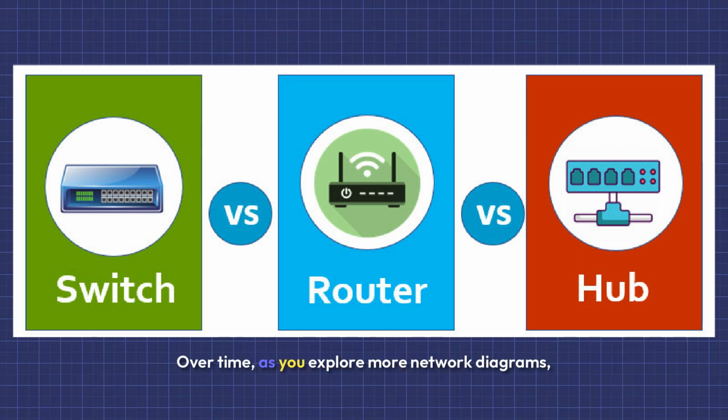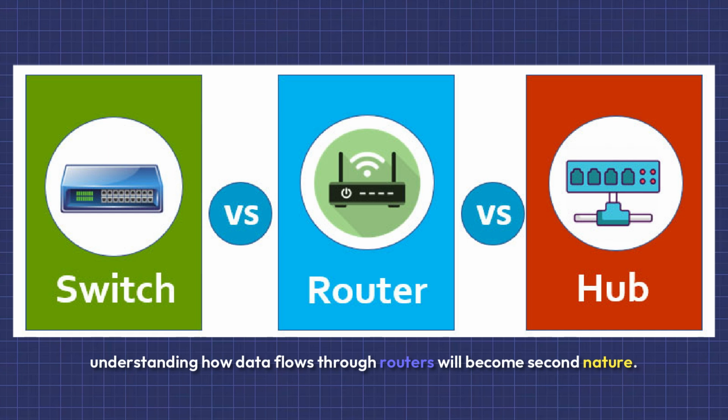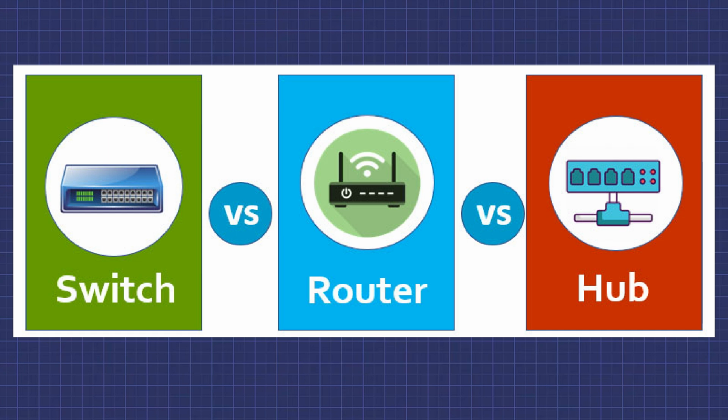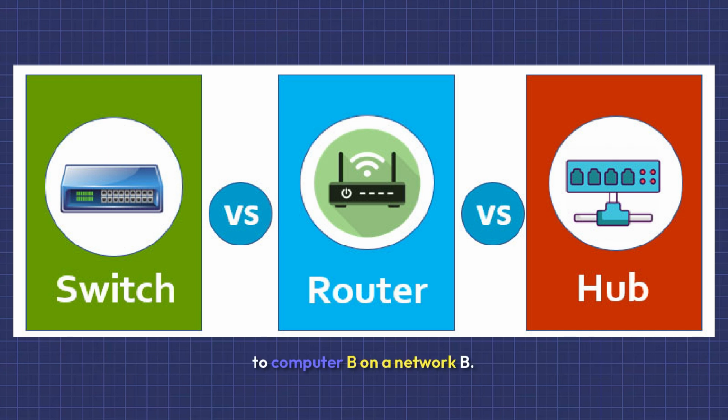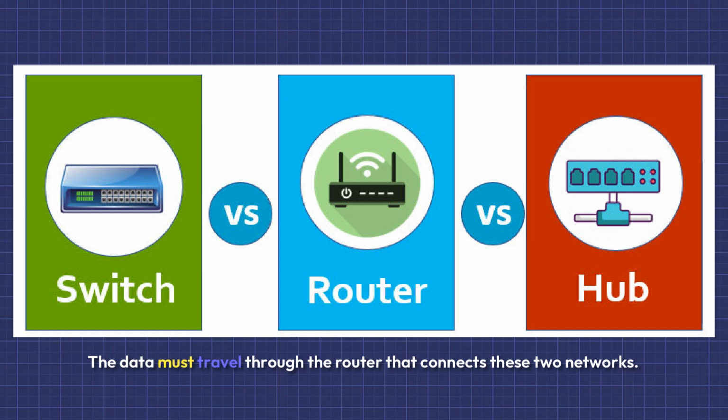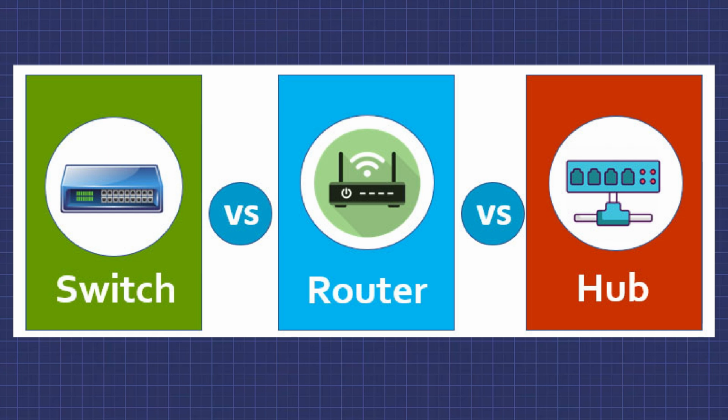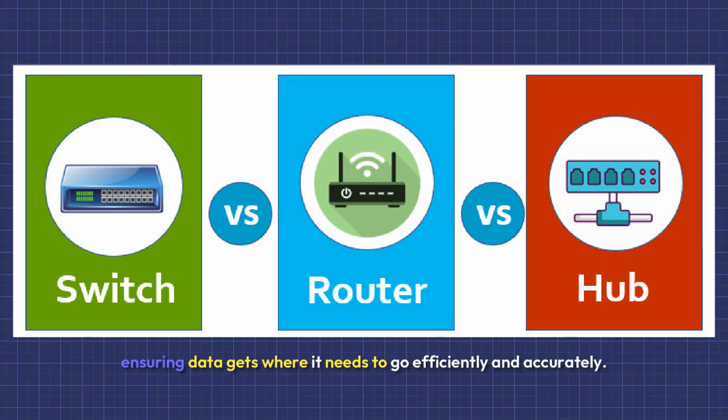Over time, as you explore more network diagrams, understanding how data flows through routers will become second nature. For example, in a routed network, computer A on network A needs to send data to computer B on network B. The data must travel through the router that connects these two networks. Routers are the traffic directors of the network world, ensuring data gets where it needs to go, efficiently and accurately.